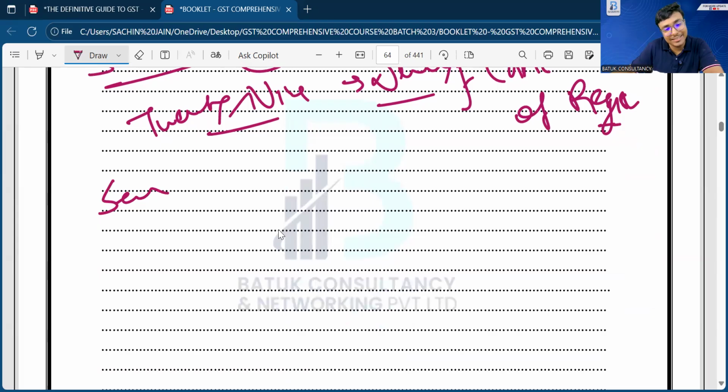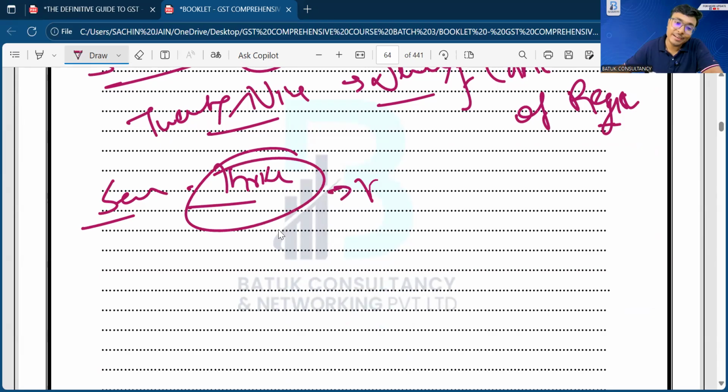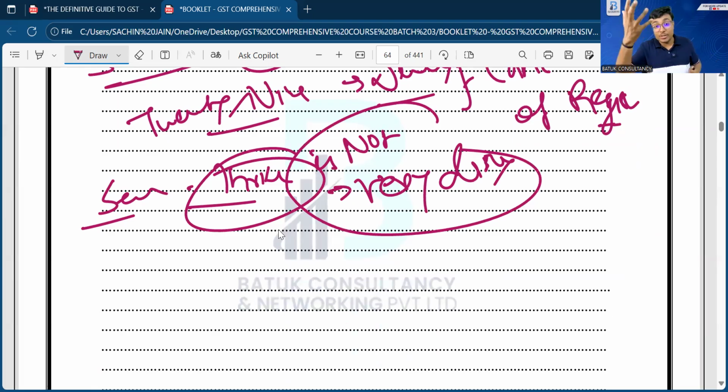Section 30, try to link the word: not very dirty, because this section provides the opportunity for revocation of the registration. Section 29 denies and cancels your registration, but section 30 gives the opportunity for revocation. So section number 30 is related to revocation of registration.